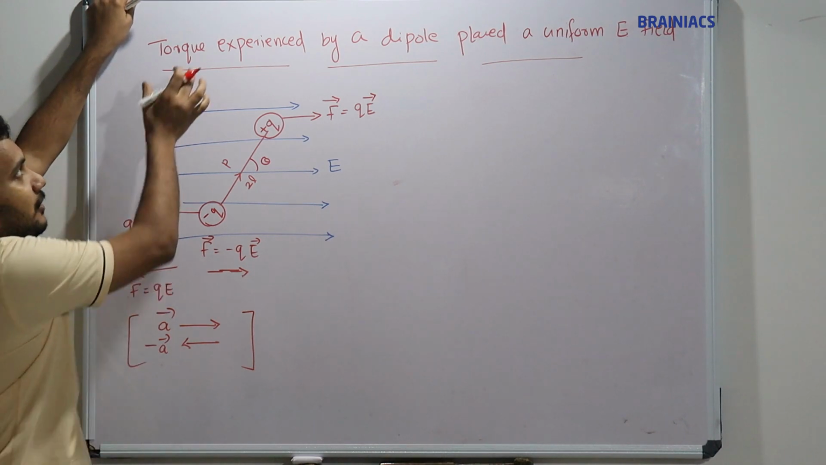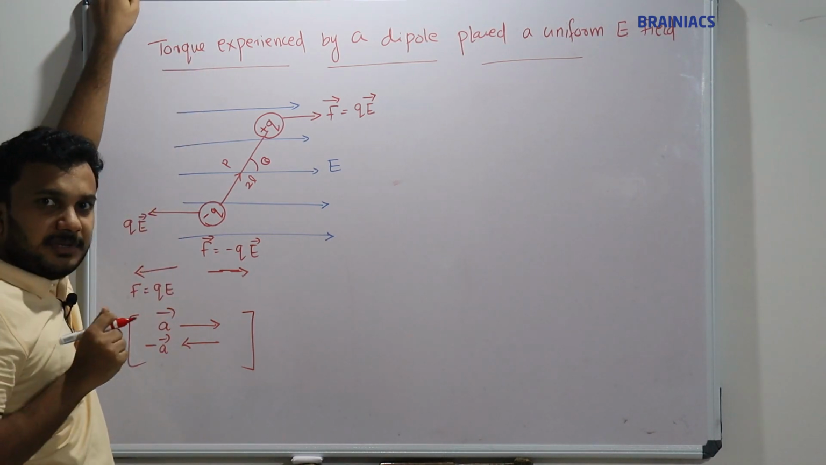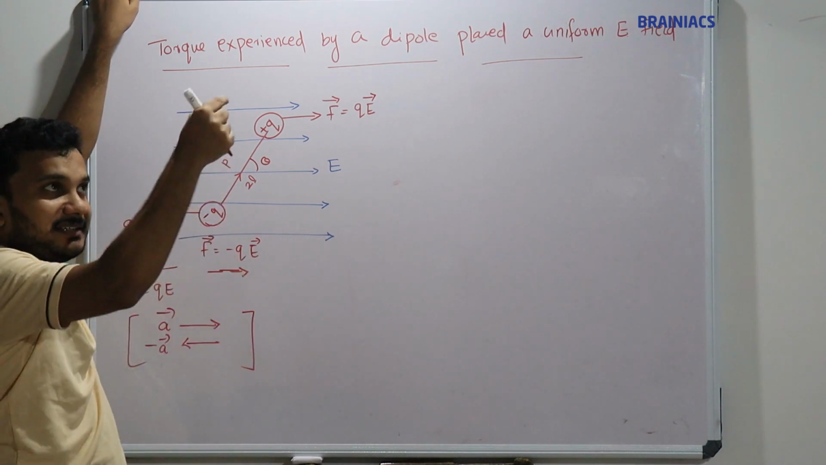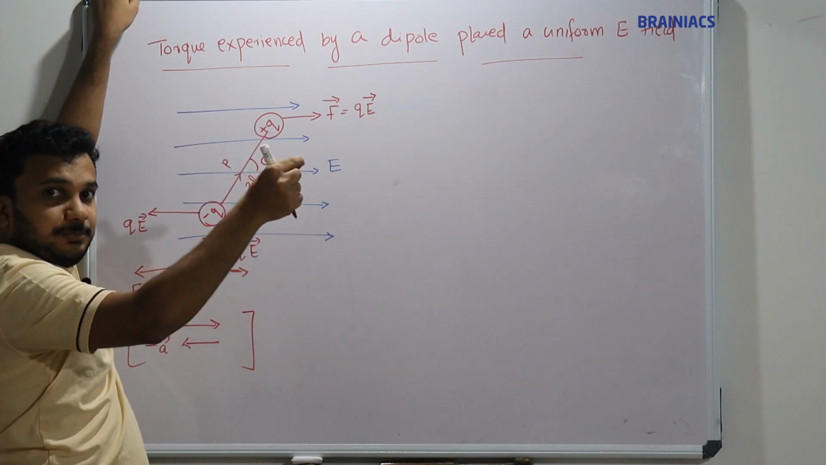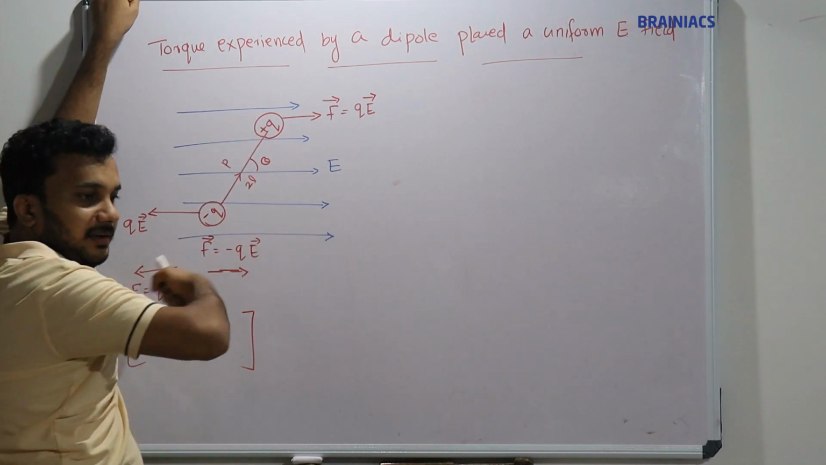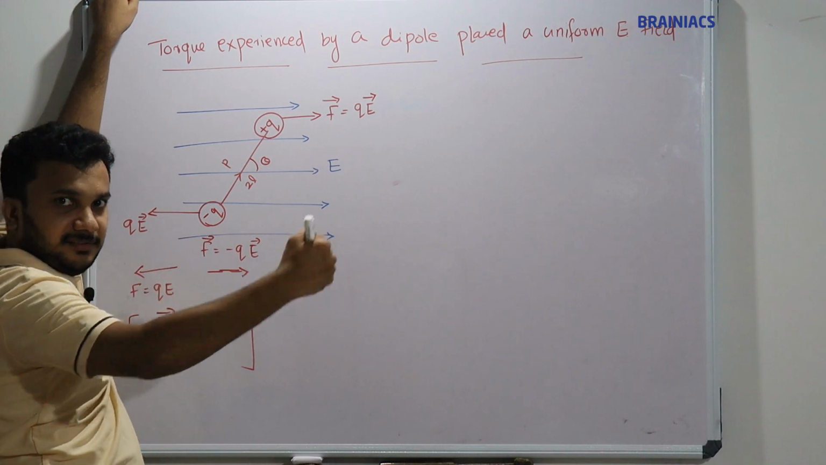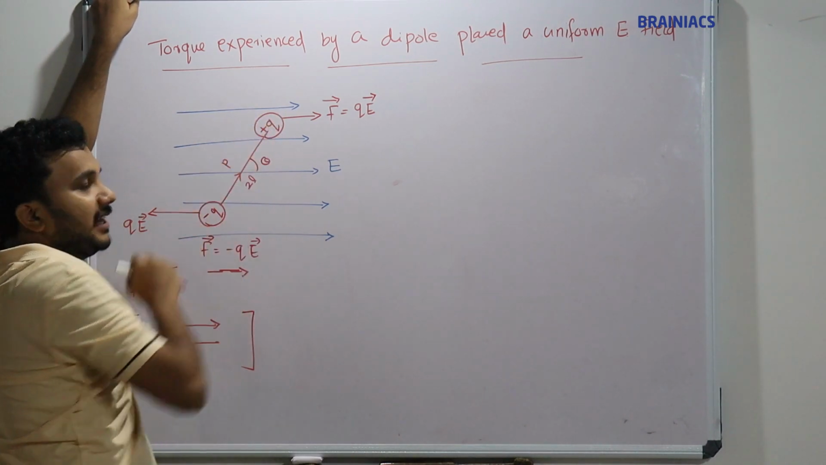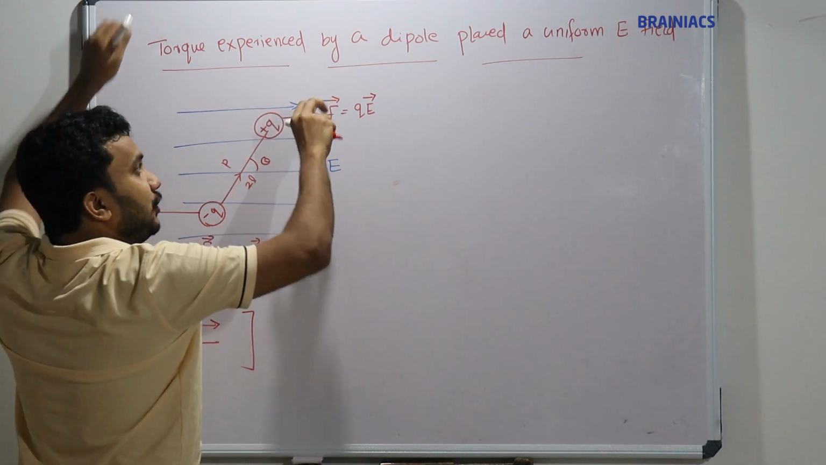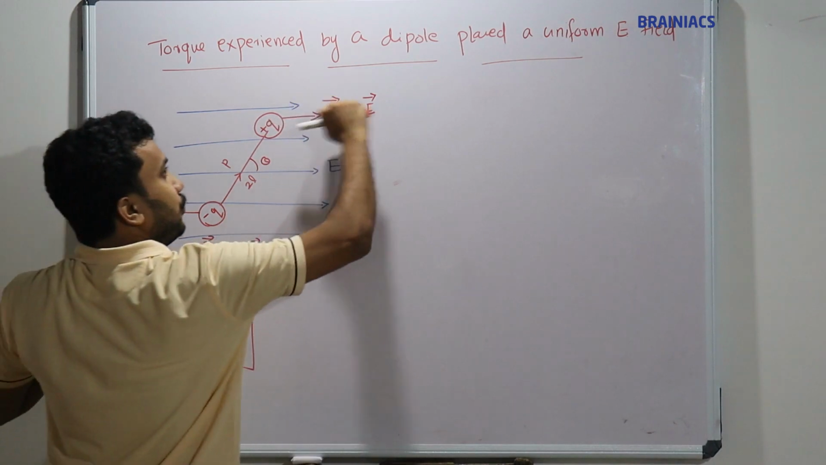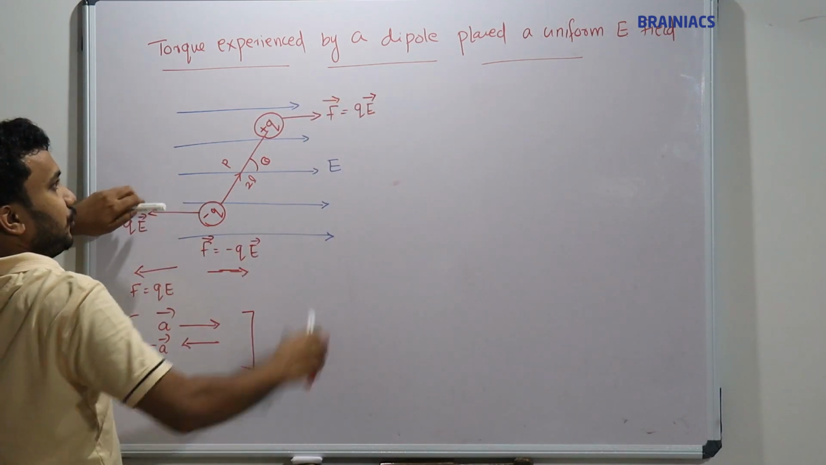Now, what is called a torque? A best example: you are opening the door and closing the door, right? There is a hinge, and with respect to the hinge the wooden door plate is moving to and fro in a kind of rotational motion. So here also this is a dipole, and you are applying two forces: F is equal to QE like this, and F is equal to QE like this.